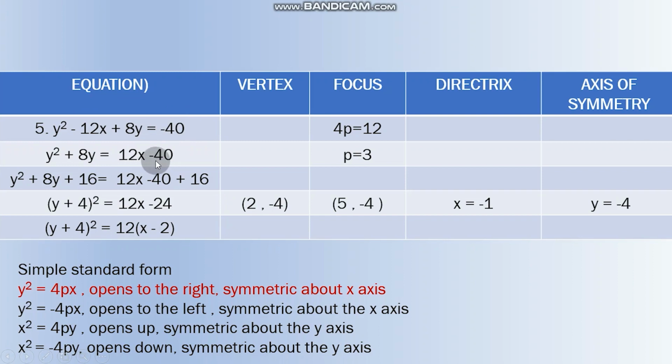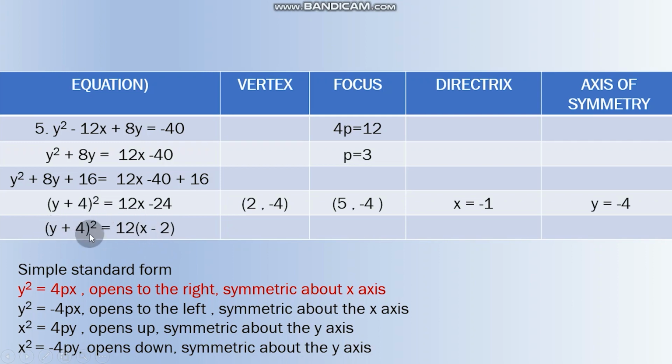Then, doing the same thing, completing the square, you divide this by 2. It's 4, and then multiply it to itself. 4 times 4 is 16. So, you have a perfect square trinomial whose factor is y plus 4 squared. Dito naman sa right side, let's navigate. So, 12x, tapos negative 40 at saka 16, you have 24. Both of these are factorable by 12. So, when you do that, this would be x minus 2.